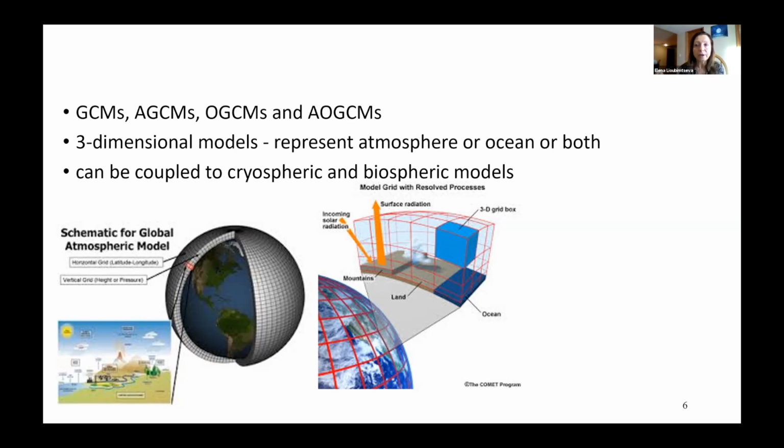So cryosphere is the sphere of ice. They can also be coupled with models that specifically focus on the interaction between the atmosphere, ocean and ice, and also the biosphere models. For example, they do take into consideration the role of carbon sinks and the way vegetation and soils are responding to climate change.